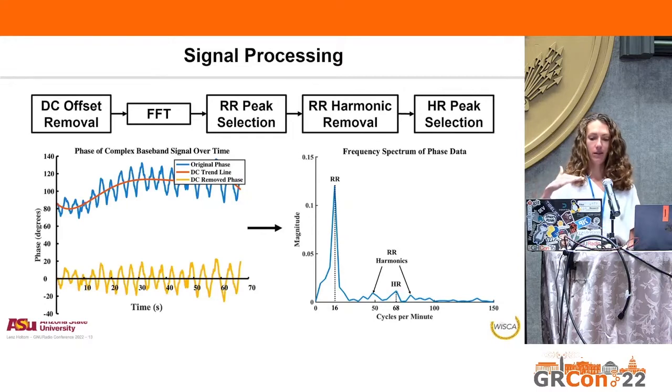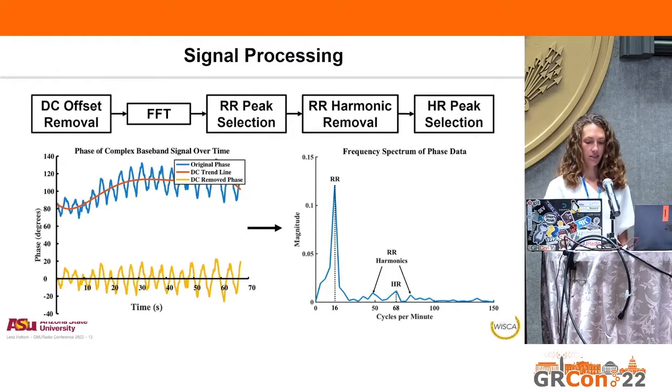The first step in our signal processing approach is to remove the DC offset that happens as a result of the phase wrapping every 2 pi, and there's some slight motion of the subject that can cause it to shift over time. So first we do a polynomial fit to remove the DC offset, and then you can look at that versus time. Then we want to transfer it into the frequency domain, so we do that with an FFT.